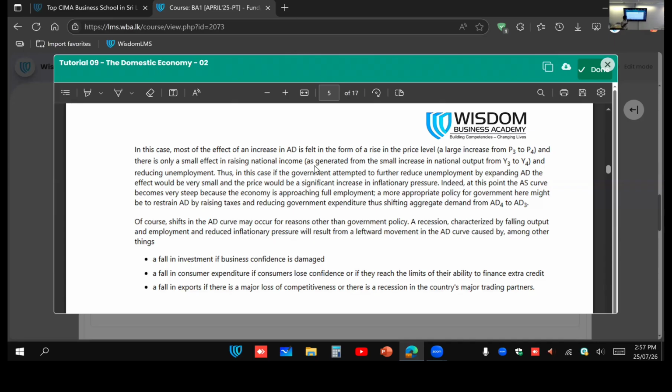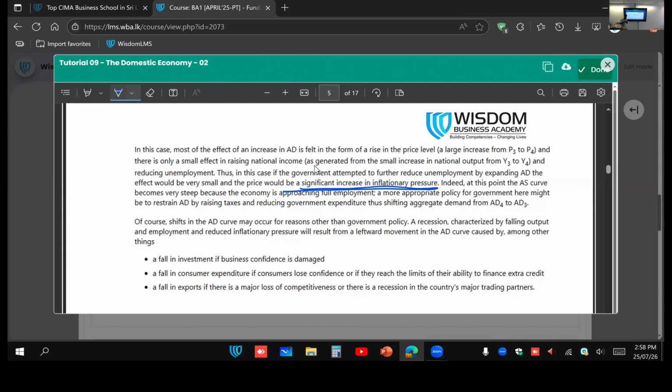Right. So thus, when the government attempted to further expand AD, the effect would be very small and there would be a significant increase in inflationary pressure. Indeed, at this point the AS curve, AS meaning the aggregate supply curve, becomes very steep because the economy is approaching full employment, right? So the reason the supply curve shows that kind of curvature is this. Approaching full employment. We have discussed this.